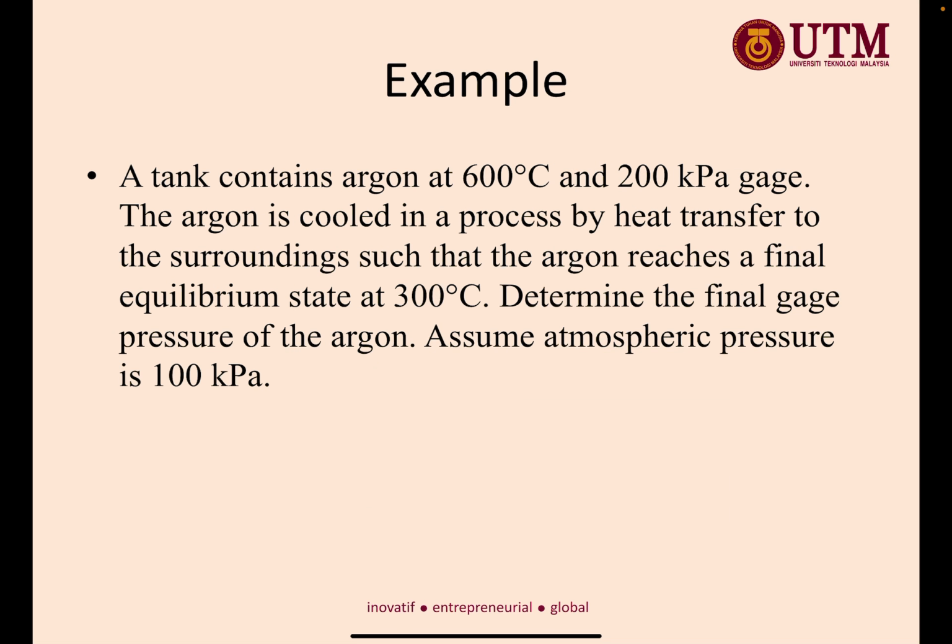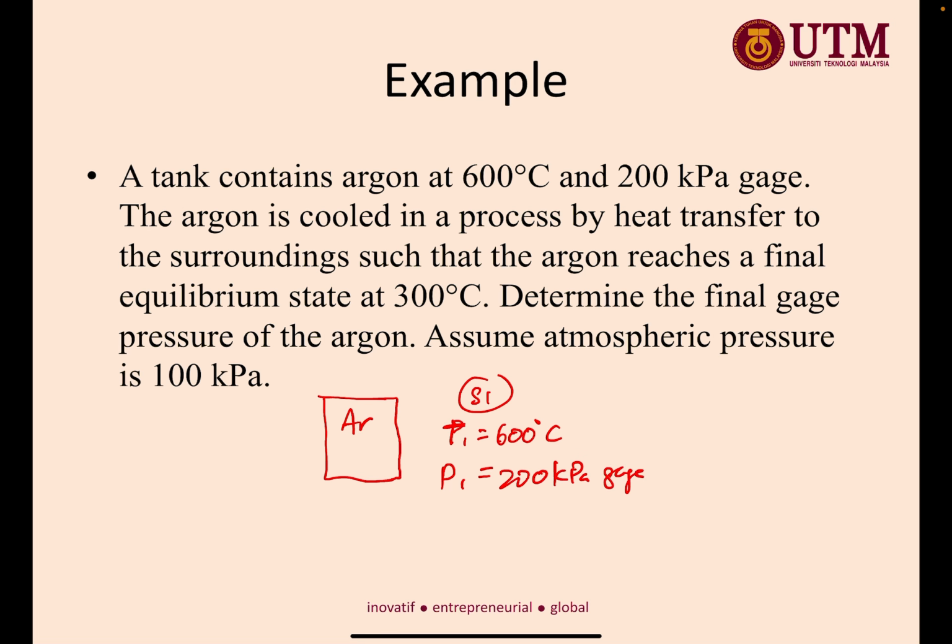This is an example of the ideal gas problems. You have a tank containing argon. We assume that argon is an ideal gas. In the beginning, state 1, T1 is 600 degrees Celsius and P1 is equal to 100 kPa gauge. Remember, gauge. The argon is cooled.